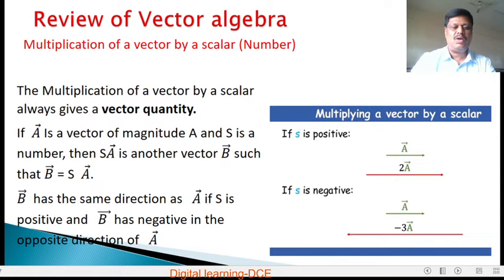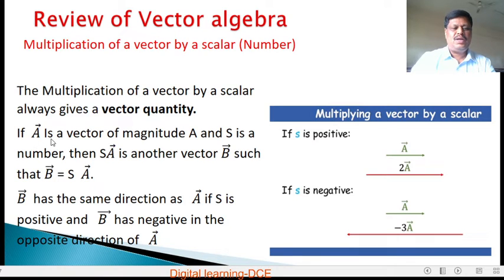Similarly, you all know that F is equal to ma. So m is a scalar quantity and acceleration is a vector quantity. When a vector quantity is multiplied with a scalar, it gives a vector quantity, that is force. Force is also a vector quantity.